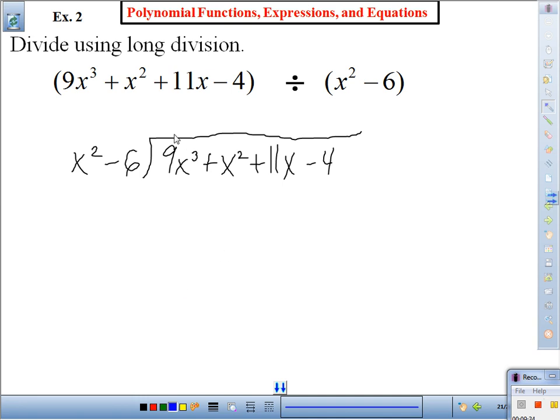What number times the first term gives me 9x cubed? 9x. 9x times that is 9x cubed. But now I have a second term. So what is 9x times negative 6? Negative 54x. I do not write it under the x squared. I write it under the what? 11x. Negative 54x.